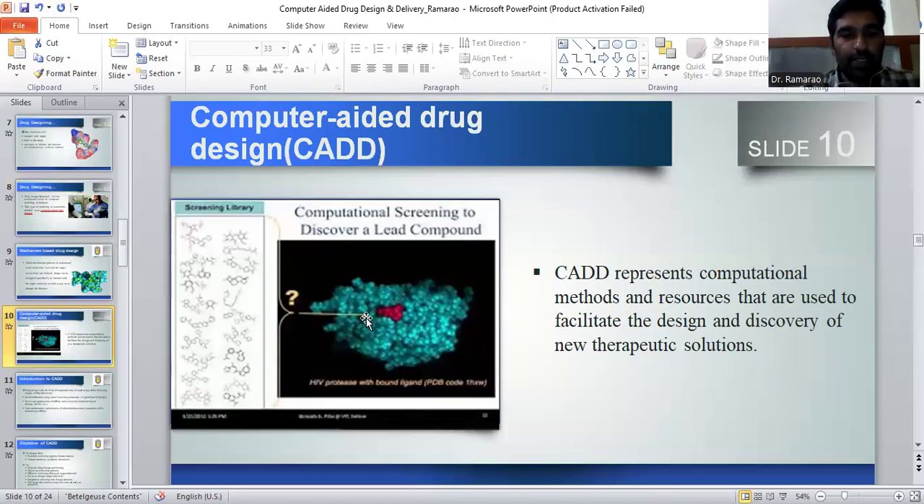In computational approaches in drug design, the discovery and development process is gaining very rapid exploration, implementation, and administration. Computer-aided drug design is widely used as a new drug design approach to reduce the time, cost, and risk-borne factors of the traditional approach. We can reduce the cost of drug discovery and development by 50% by using CAD approaches. CAD represents computational methods and resources that are used to facilitate the design and discovery of new therapeutic solutions.